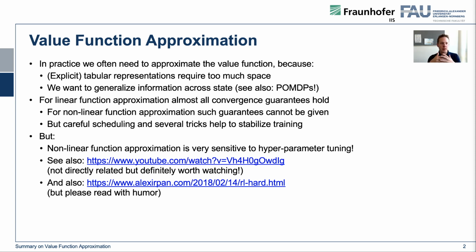We then saw that linear function approximation derives a set of features from our state space and linearly combines them using parameters that we estimate. This is possible in practice, and almost all our convergence properties hold. However, it is not really easy to come up with a representative set of features that we can use for linear function approximation.